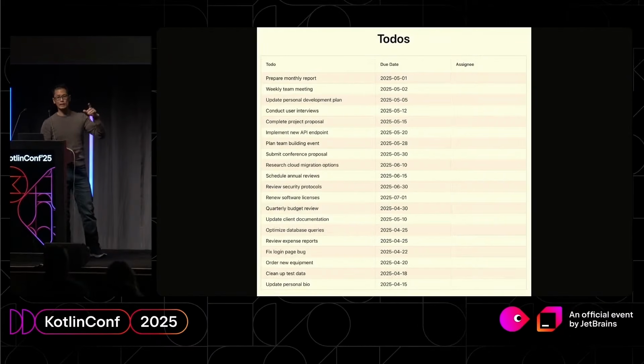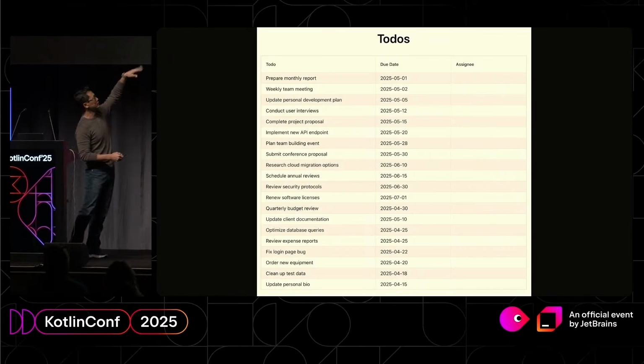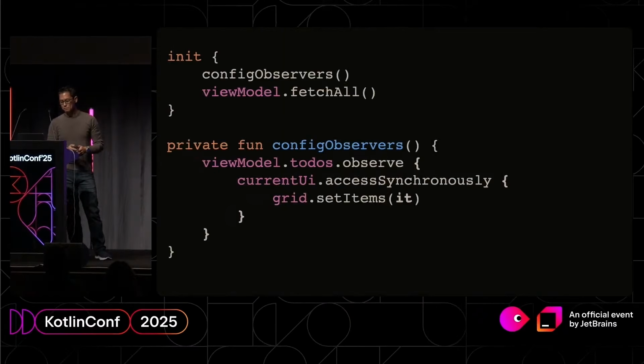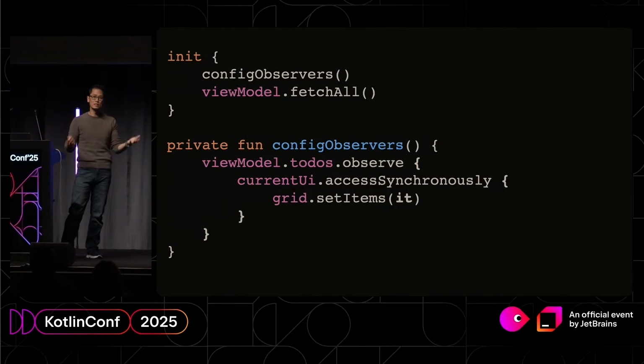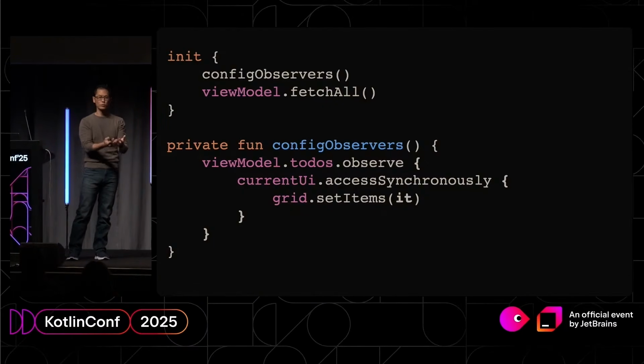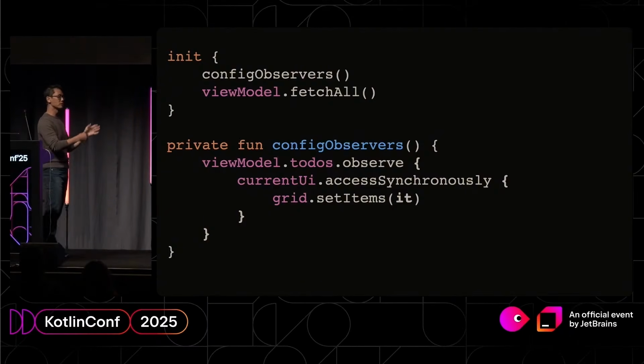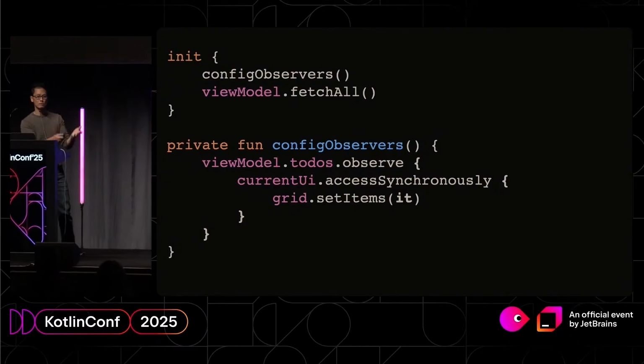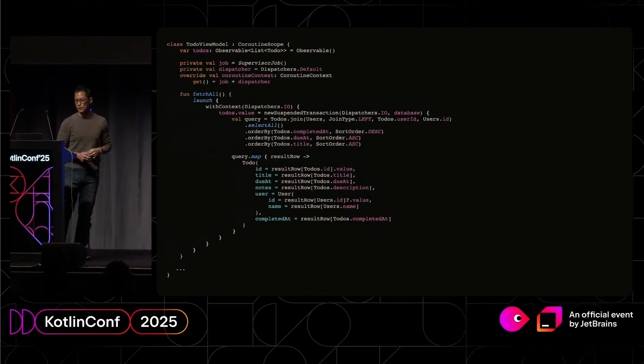OK, so that's that. That little bit of grid code is all it took to get this. Now, granted, we have to go get some data. So let's talk about that. This is the 2 calls to do that. We configure the observers, and we listen on the view model to that todos list. And then anytime we get a value sent to us, we're going to update the grid. We're going to say grid set items to whatever is passed into us. And then after we've configured the observers, we're going to fetch the data, right? We're going to go tell the view model, go get the data. So let's see how we do that.